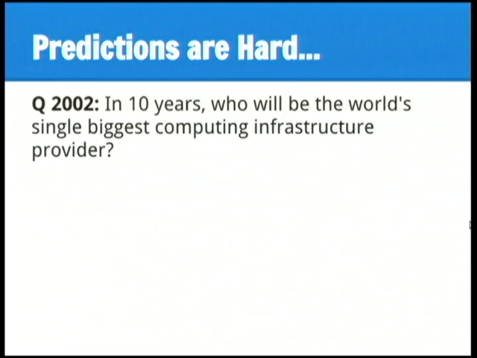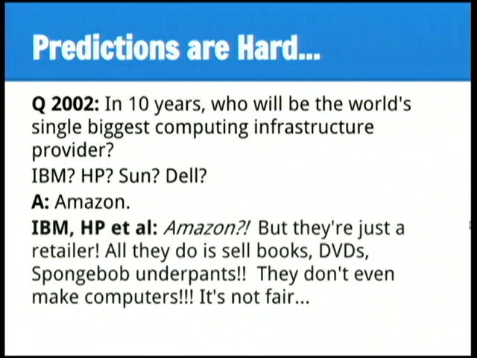Predictions are hard. So in 2002, suppose someone had posed this question: in 10 years, who would be the world's single biggest computing infrastructure provider? The obvious answers at the time would have been IBM, HP, Sun, Dell, EDS. The answer, of course, is Amazon. And the rejoinder is, but Amazon's just a retailer. All they do is sell books, DVDs, SpongeBob underpants. They really do, I looked it up. They don't even make computers. That's not fair, right? Amazon certainly at the time didn't make computers, but think about that: the world's single biggest computing infrastructure provider does not make their own branded computers.